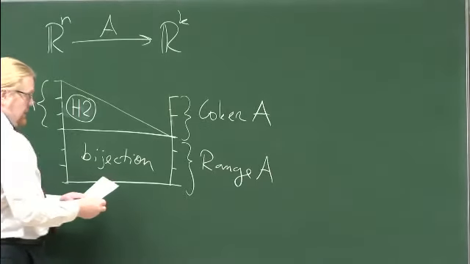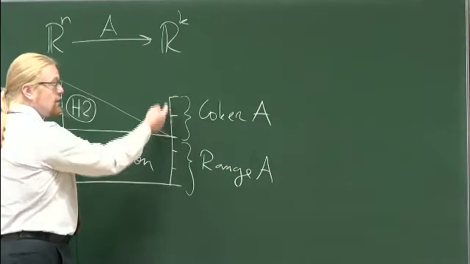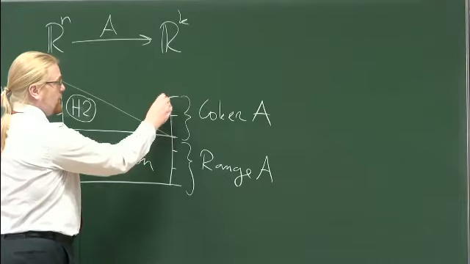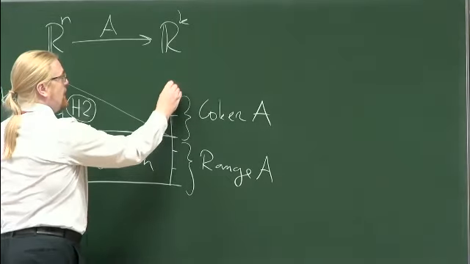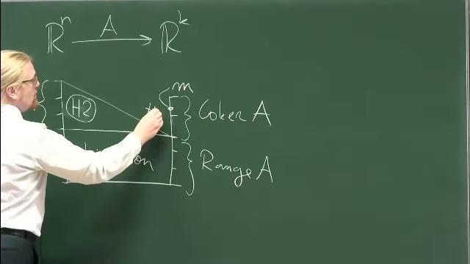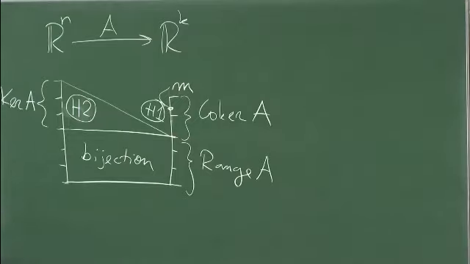On the other hand, if there is such a co-kernel, then our data might be picked from this part of the space. So if our data is picked from this part, then there is no element in Rn that would get mapped here. So then we have a problem with Hadamard's condition number 1, existence. There is no f giving such data.